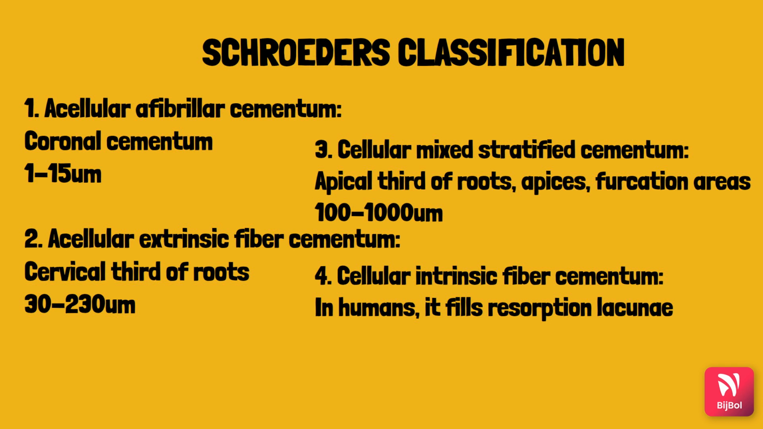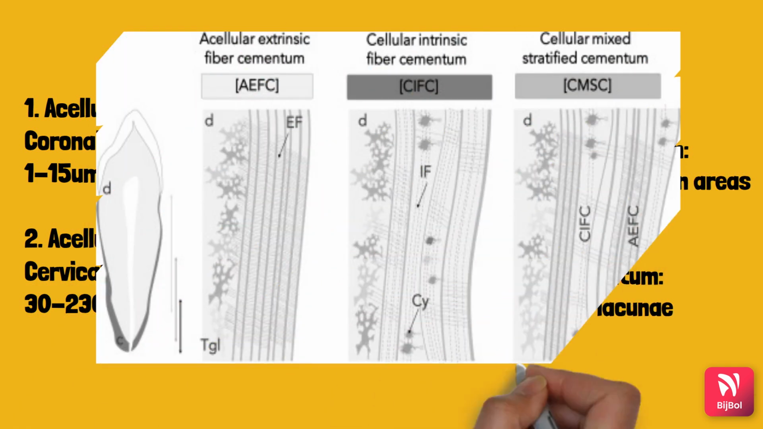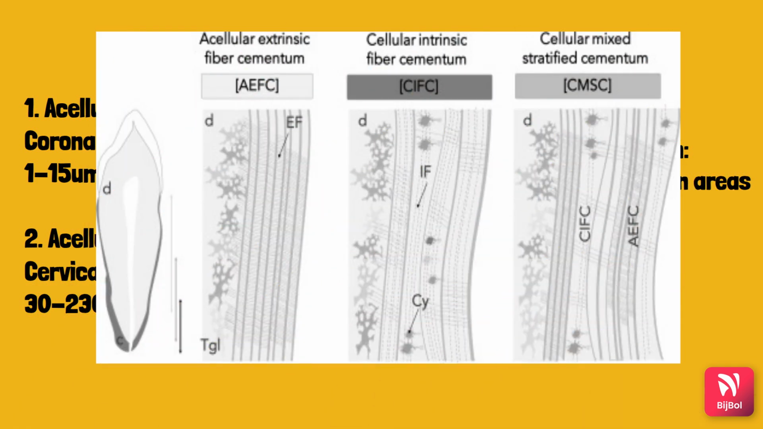But before learning that, let's see this diagram. Here you see the acellular extrinsic fiber cementum wherein there are no cells and only extrinsic fibers are seen. The next one is cellular intrinsic fiber cementum, wherein you see the cementoblasts lying in between the fibers and there are intrinsic fibers only. The next one is the cellular mixed stratified cementum, wherein you have the intrinsic fibers, extrinsic fibers as well as the cementoblasts.